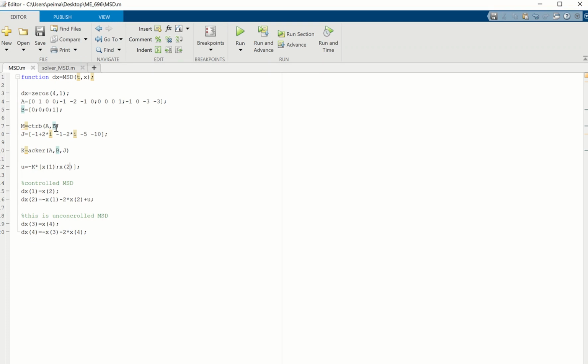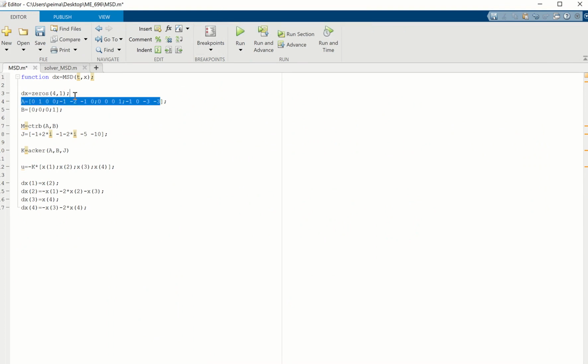Again, you're calculating this, but now you have four state variables, guys, x3 and x4. That's right, x3 and x4. So I have to change everything because x1 dot is x2, x2 dot, based on this, is minus x1, minus 2x2, minus x3, that's right, there's no x4. x3 dot is x4, based on this matrix A I'm developing, guys.